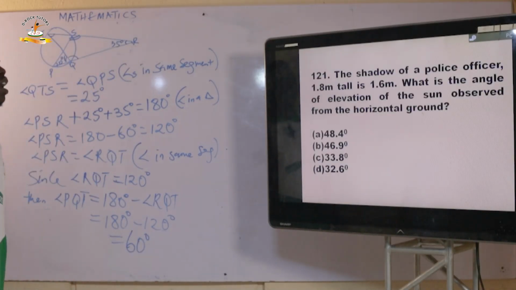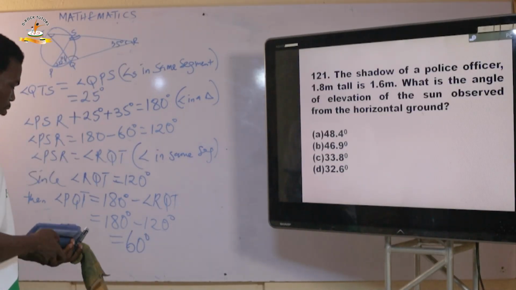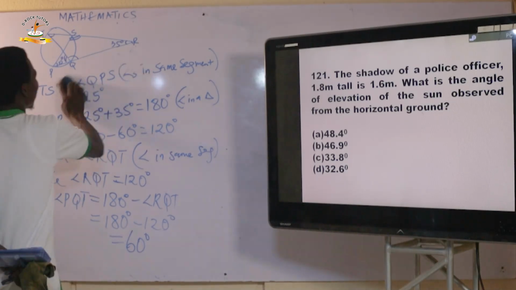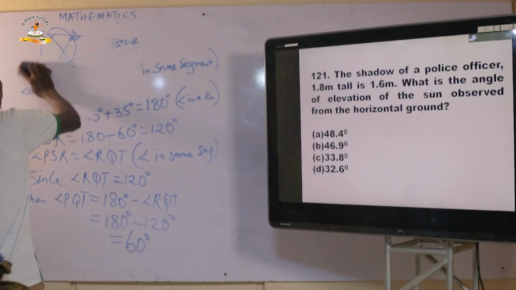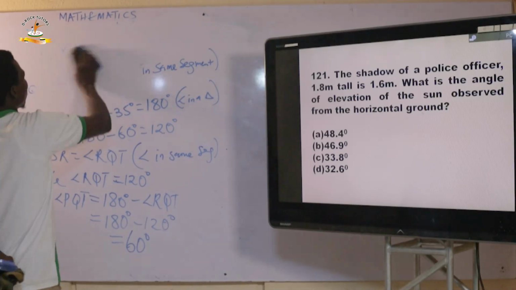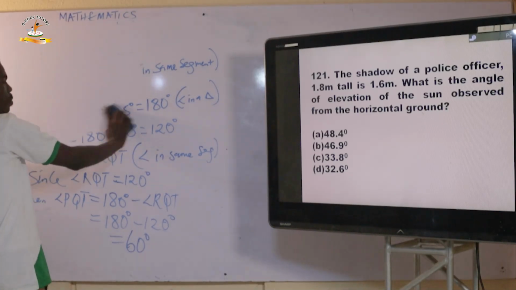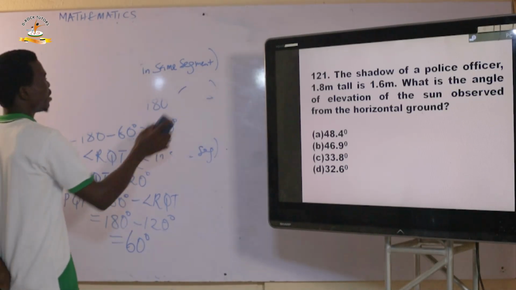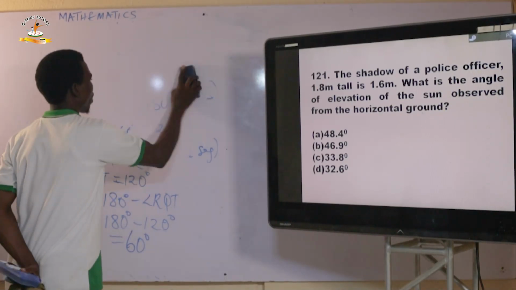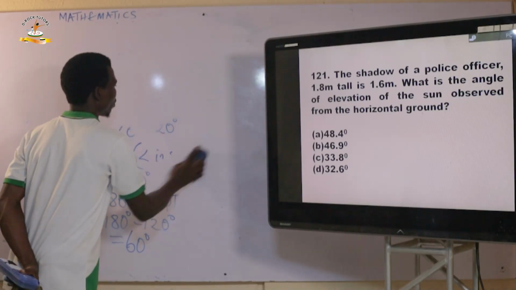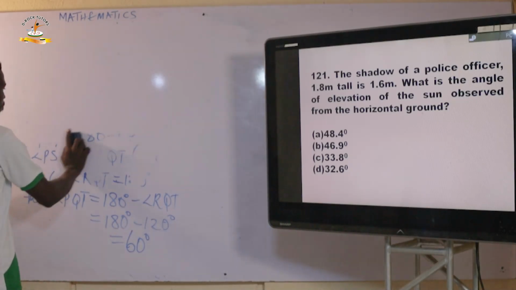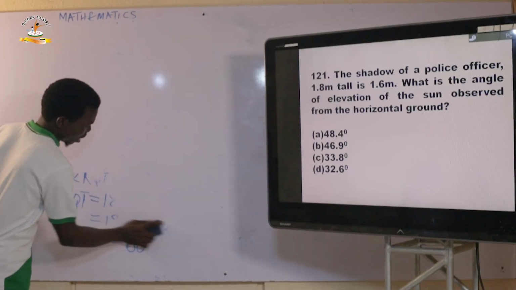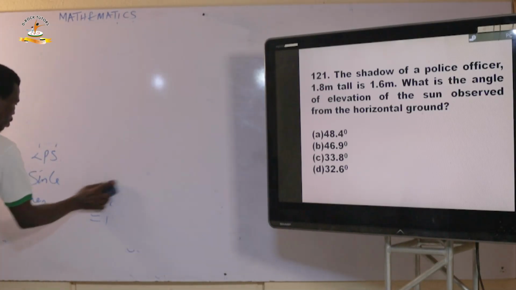The shadow of a police officer 1.8 meters tall is 1.6 meters. What is the angle of elevation of the sun observed from the horizontal ground? So this is an elevation and depression problem, and it shouldn't give a problem at all. Let's see how this is going to be solved.